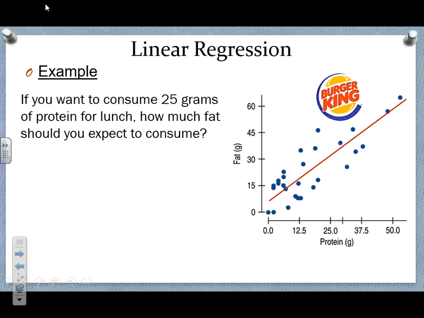So here's kind of an example of when we might want to use a regression model. So right here we have a scatter plot. Now what they did was they went to Burger King and they analyzed a certain number of menu items. And they looked at two different variables. How much protein did that particular item contain, and how much fat did that item contain? Okay? So when they did that, this is what our association looks like.